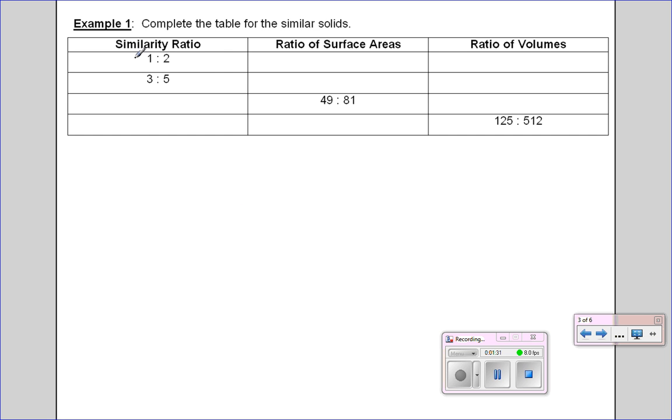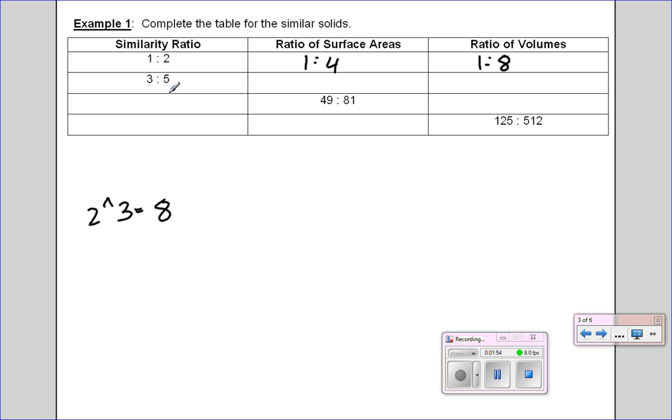All right, let's see how you did. So if the similarity ratio is 1 to 2, I have to square it to get the surface area. So 1 squared is 1, 2 squared is 4. To find the volume ratio, I cube it. So 1 cubed is 1 times 1 times 1, which is still 1, and 2 cubed is 8. Now, of course, to type in 2 cubed in your calculator, you do 2 up caret 3, which equals 8.